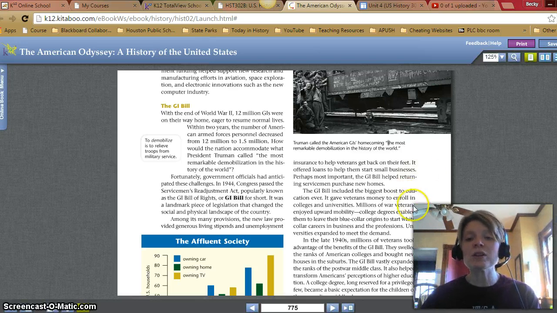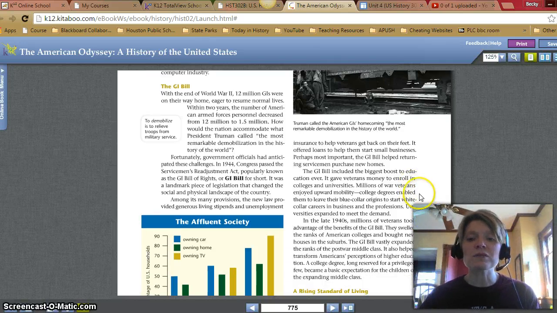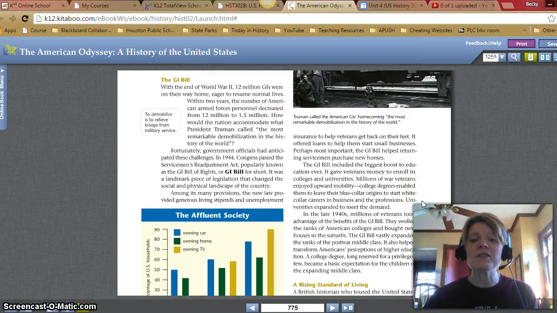The GI Bill included the biggest boost to education ever. It gave veterans money to enroll in universities and colleges. Millions of war veterans enjoyed upward mobility. College degrees enabled them to leave their blue-collar origins to start white-collar careers in business and the professions. Universities expanded to meet the demand.